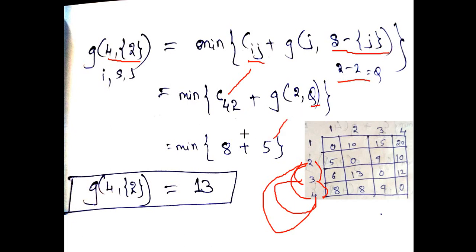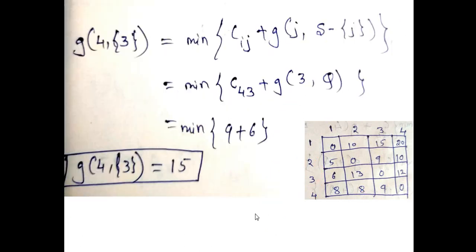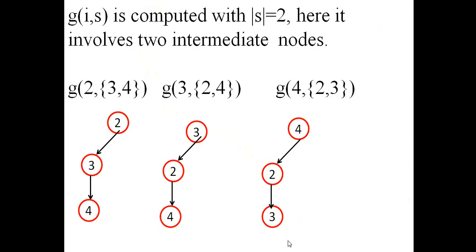Okay, now 4 to 2, i j is 4 2, and 2 minus 2 is how much? 5. 2 comma pi value is 5. 4 to 2, what is the value? 8. 8 is there, so 8 plus 5, 13. Just write 13. Okay, now 4 to 3, substitute this value, you will get the answer 15.